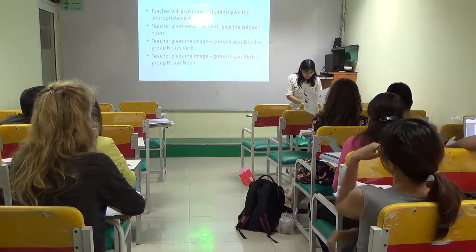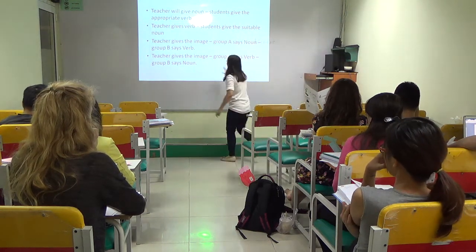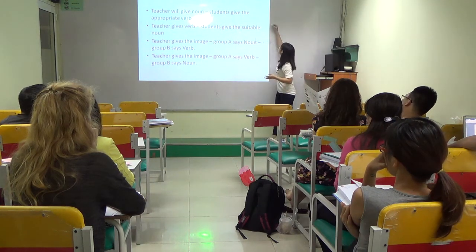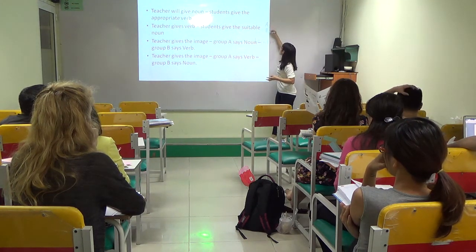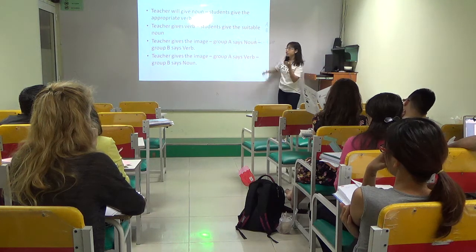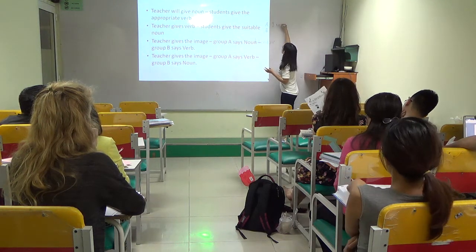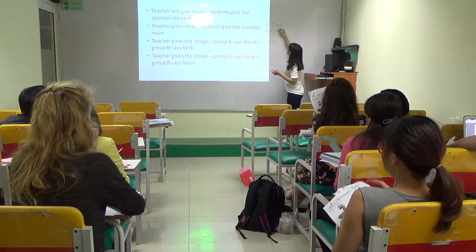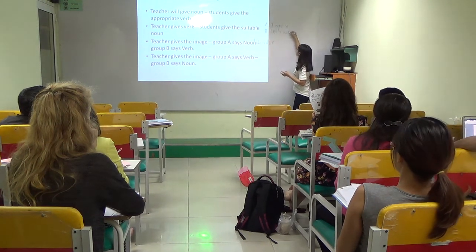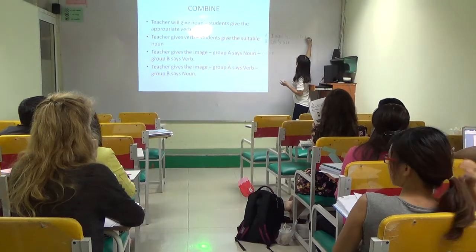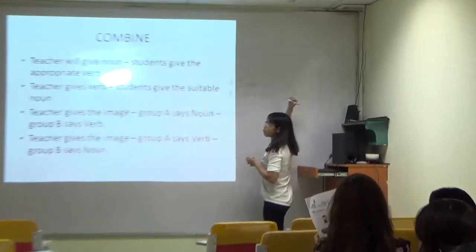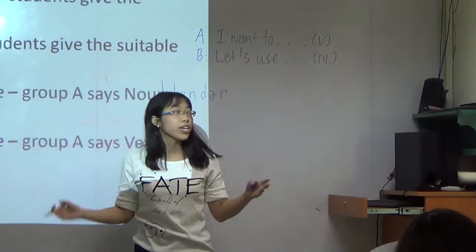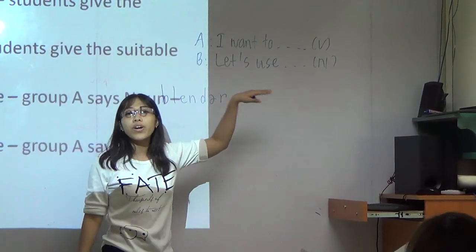The last activity is we work in pairs. We have A and B. One student uses the verb and says the sentence, "I want to," and B will say "let's use." Okay, A says the verb and B says the noun. For example, A will say "I want to boil some water," and B will say "let's use a kettle."